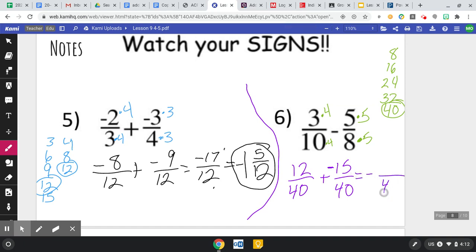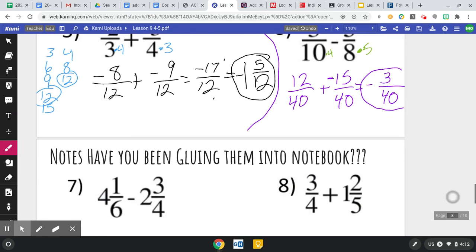I'm still going to keep a 40 on the denominator. So now I just need to subtract. 15 minus 12, remember you always subtract with the larger number on top, is 3. So I have a negative 3 40ths is how we came to that answer. Okay, if you need to, pause it, and then we'll go on to our last 2 examples.